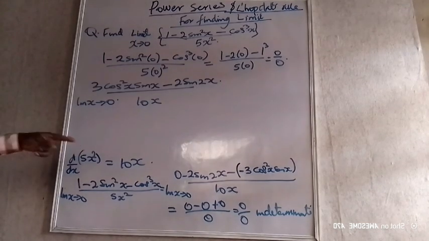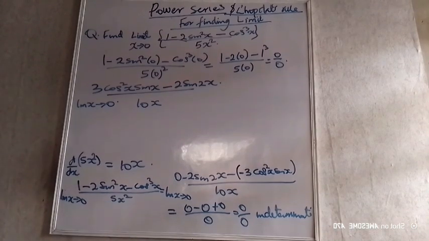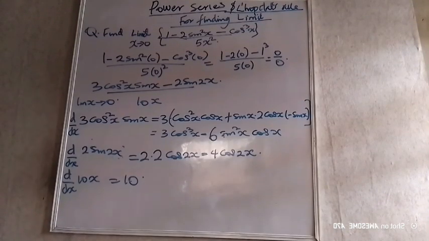So rewriting this expression, it gives us 3 cos square x sine x minus 2 sine 2x over 10x. And we have discovered that that is indeterminate, so we have to carry out differentiation on both the numerator and denominator again. So on differentiating each term, 3 cos square x sine x gives us 3 cos cube x minus 6 sine square x cos x. 2 sine 2x gives us 4 cos 2x. And differentiating 10x gives us 10. So now let's rearrange and get our answer.